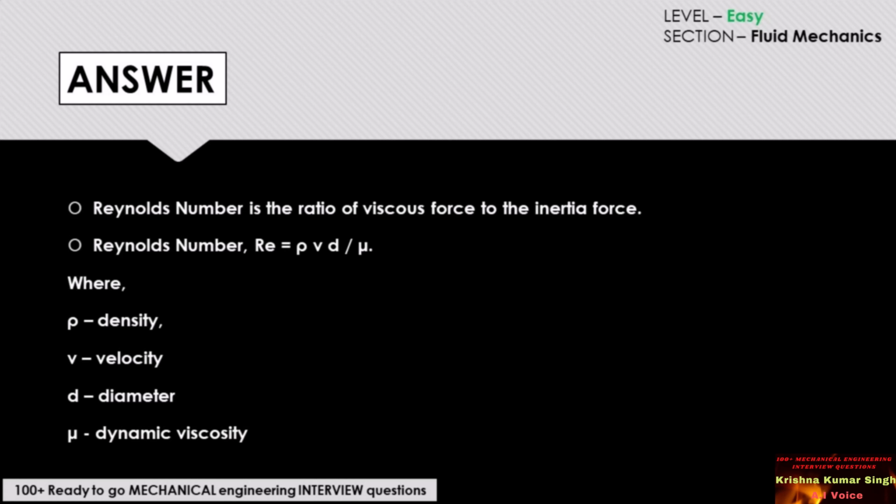Reynolds number, which is denoted by Re, is given by rho V d by mu, where rho is the density, V is the velocity, d is the diameter, and mu is the dynamic viscosity.